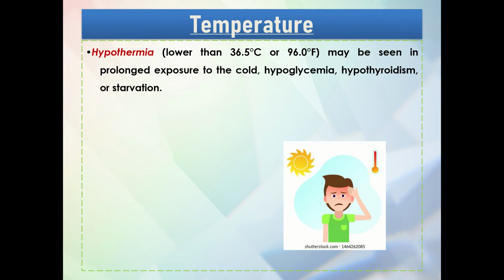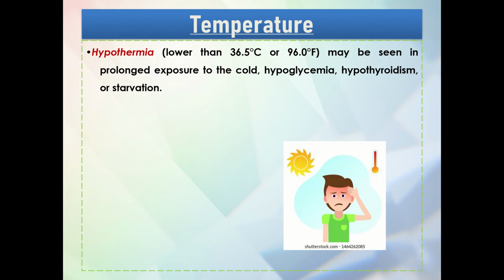Okay, so next we have hypothermia. So hypothermia naman, this is body temperature lower than 36.5 degrees Celsius or 96.0 degrees Fahrenheit. So it may be seen in prolonged exposure to the cold, hypoglycemia, hypothyroidism, or starvation.